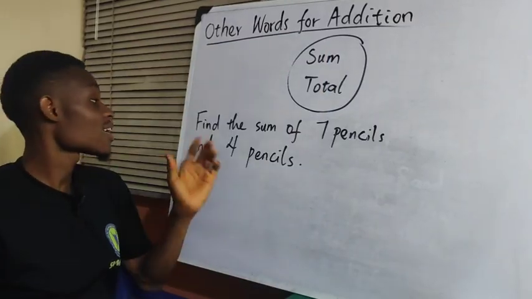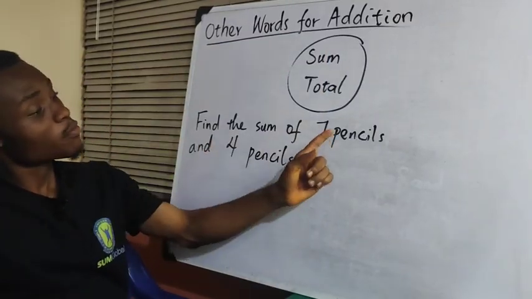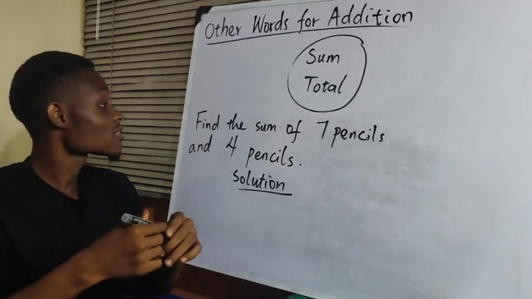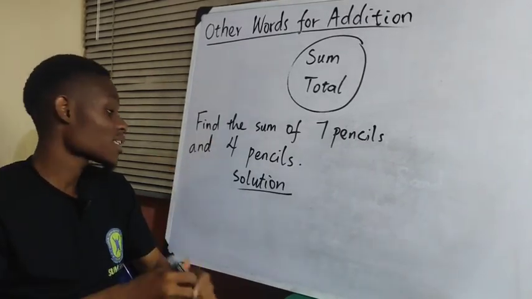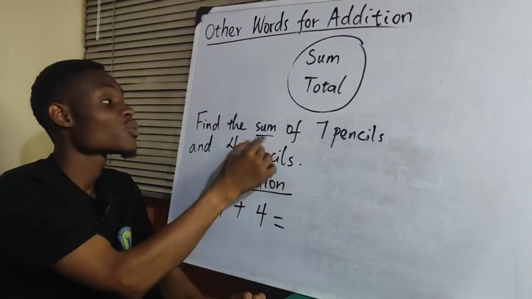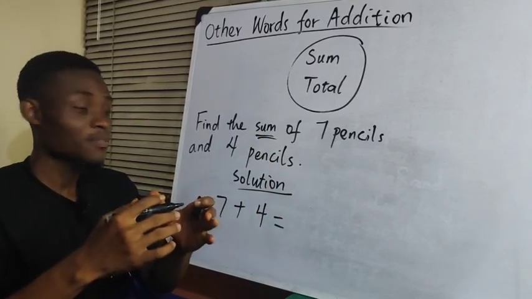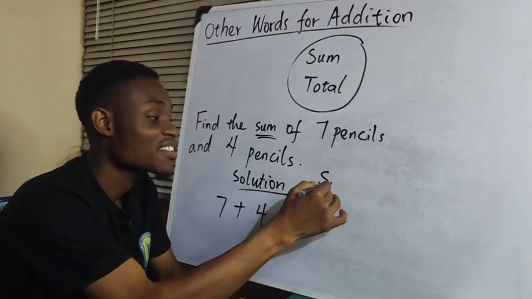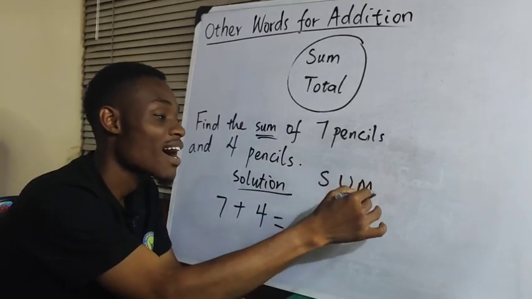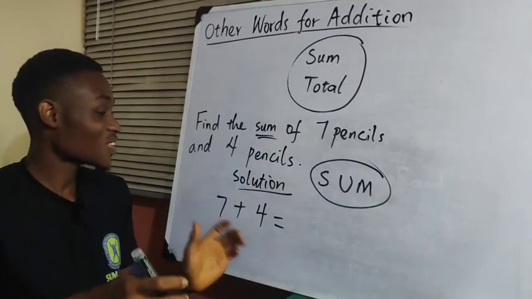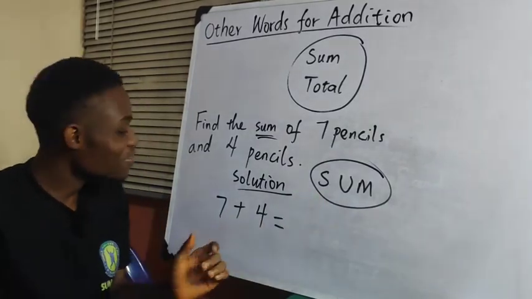We have a question that says find the sum of 7 pencils and 4 pencils. So it simply means what is the answer I will get when I do 7 plus 4. That is the meaning of the word sum. Okay. Now, but when it comes to sum global, it means simple, unique math global. That is sum global. Okay, so that is where we got sum global from.